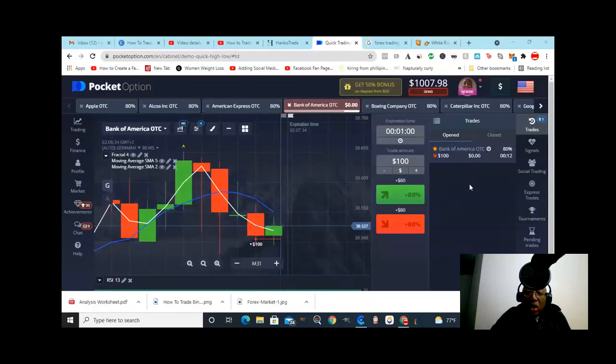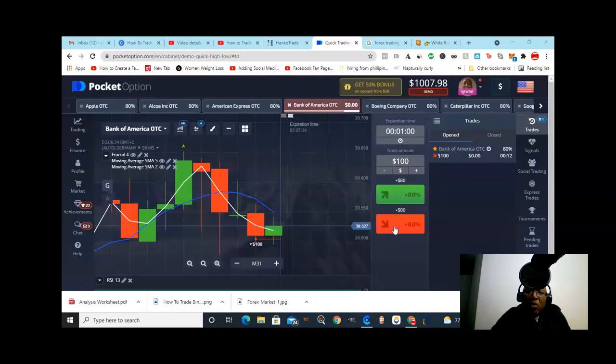new strategy here. I just took a trade, an over-the-counter OTC Bank of America, and I bid $100, and I said it's going to go down. So I pushed the red button here, which is a sell. But it looks like we are losing.